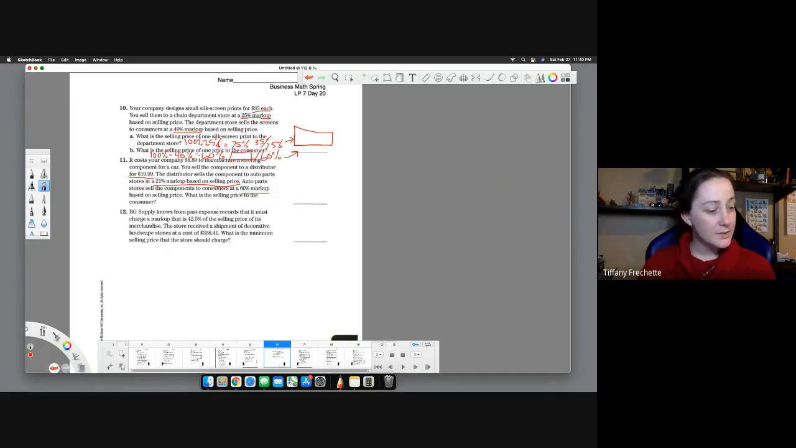The last one goes back to a single calculation, it looks like. BG Supply knows from past expense records that it must charge a markup of 42.5% of the selling price of its merchandise. The store received a shipment of decorative landscape stones at a cost of $358.41. What is the minimum selling price that the store should charge?